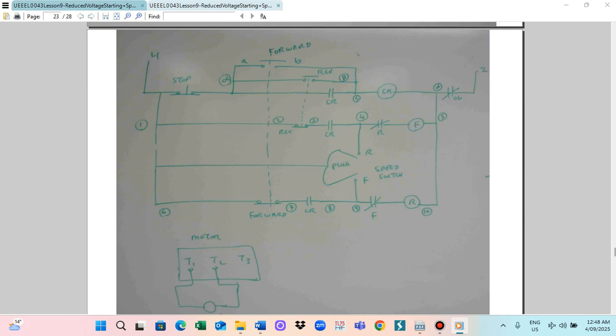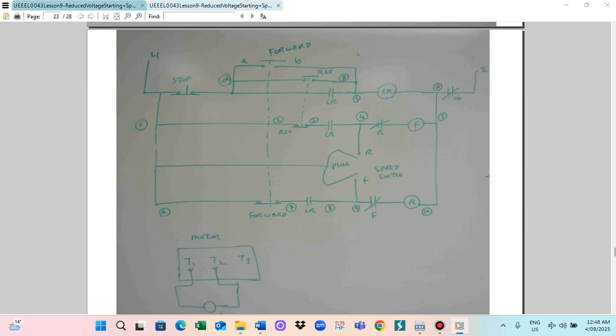So when you press the forward switch, the current will flow through 1, 2, 3, 4, 5. The forward coil is energized, so the motor runs in the forward direction. And this one is open, so the reverse side will not get energized. So the motor will run forward.